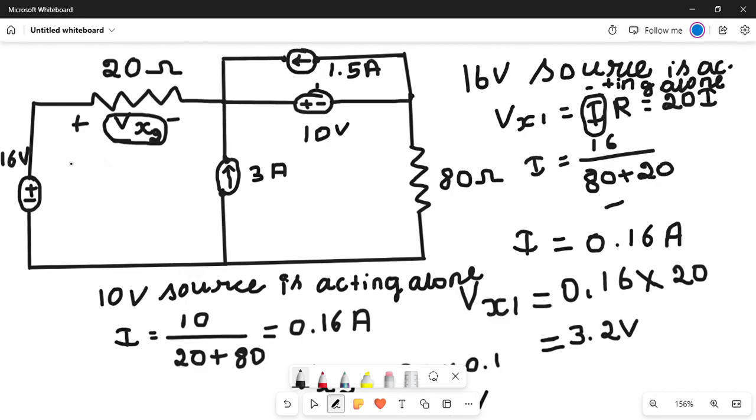That is Vx3, right? How to find out my Vx3? I have to make one more source act alone. So let me start with the current source, and I'll keep my 3 ampere source acting alone.